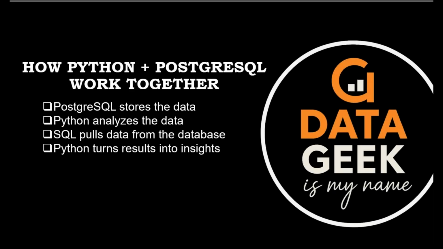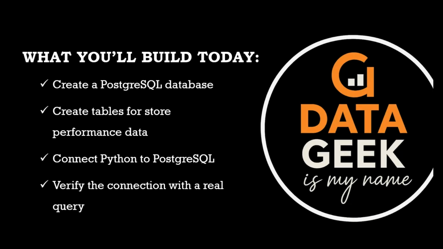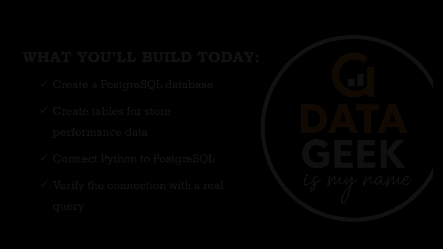So this is basically how Python plus PostgreSQL work together. PostgreSQL is where the data lives. Python is how we analyze it and visualize it. SQL is the bridge that lets Python ask questions and pull data from the database. In this video, we'll create our database, set up tables, and then connect everything to Python using VS Code and Jupyter Notebook. This is a real data analyst workflow, not just theory. So now, let's get started and open up PostgreSQL.